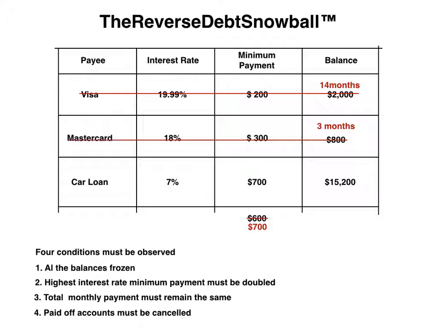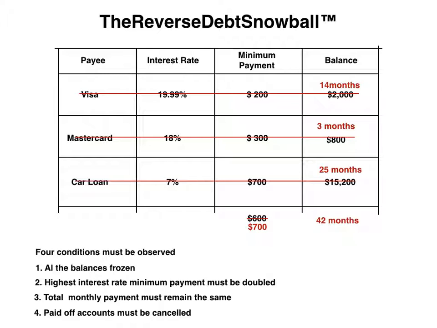So we begin the 18th month with only the car loan left, with a monthly payment of $700 on a $15,200 balance. In theory, it should be paid off in 22 months, 15,200 divided by 700, but it takes 25 months because of the 7% interest rate charges. So at the end of 42 months, which is 14 months plus 3 months plus 25 months, or 3.5 years, the car loan gets paid off, and this individual is completely debt-free. There were only 3 debts in this example, and yet it took 3.5 years to become completely debt-free.